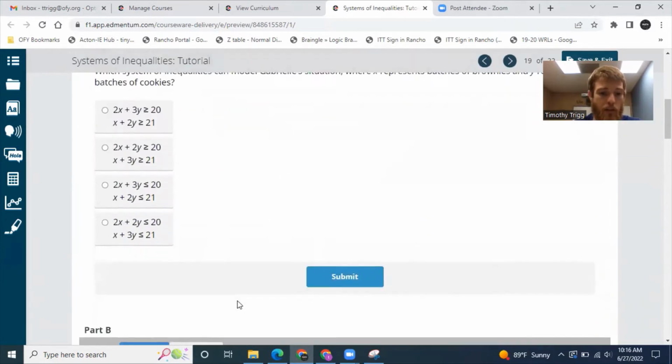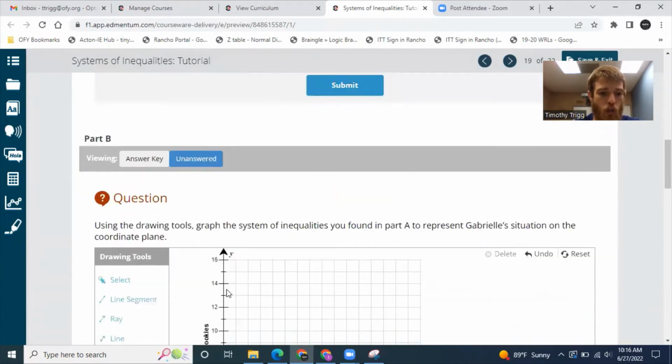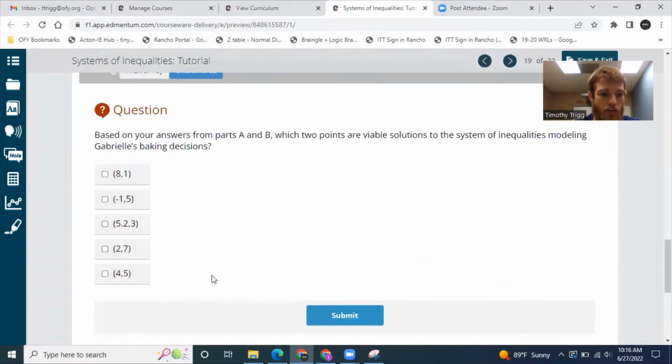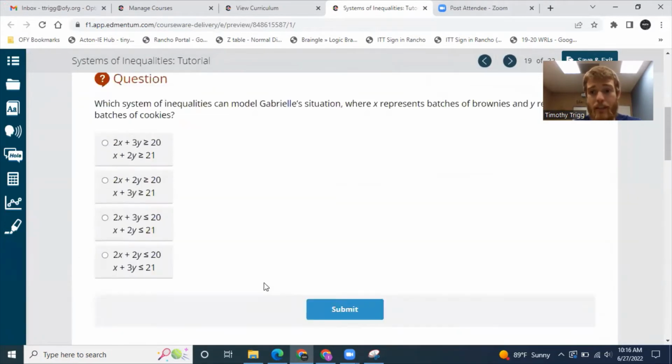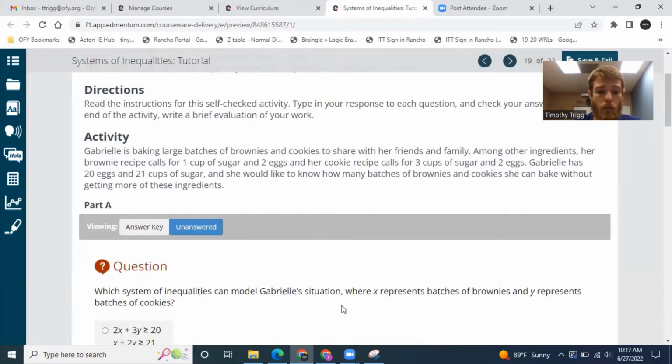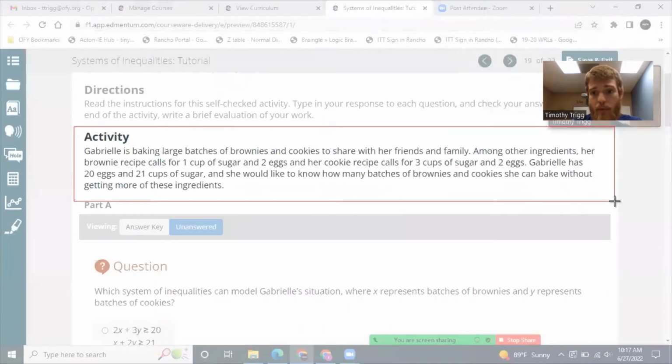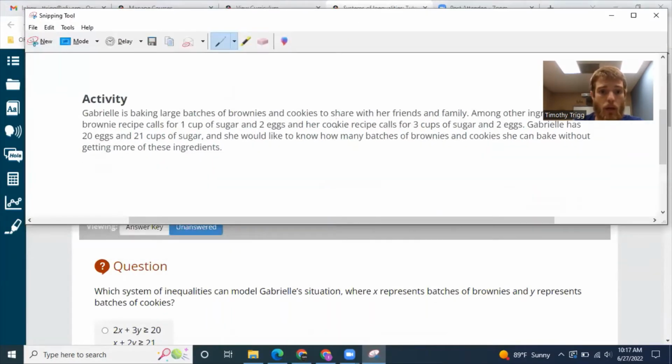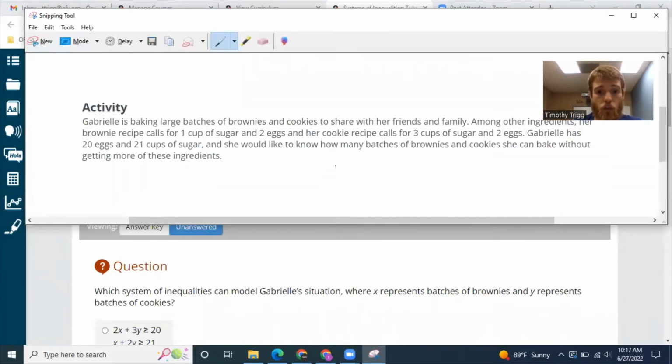Okay, she doesn't want to go back to the store and get more sugar or more eggs. So we want to know, using the ingredients she has, how many batches she could make. Basically we have two limiting factors: how many eggs she has and how many cups of sugar she has.